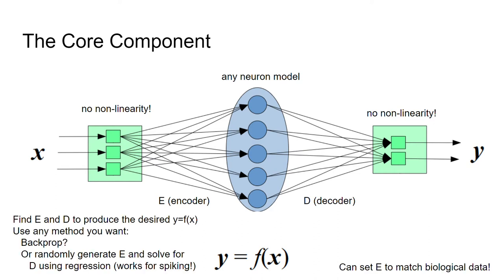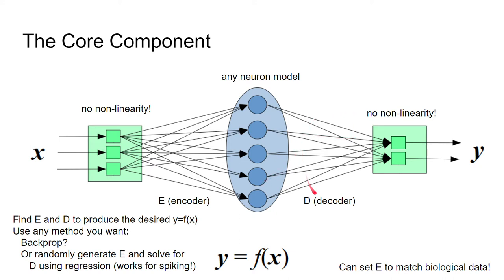We can use any technique we want to find E and D. We can do backprop if your neuron model supports backprop. You could randomly generate E. So if we wanted to be really, really general here and have this work for anything, the approach of randomly generating E, right? That would be the same as randomly generating the features all the way back when we talked about perceptrons. We're randomly generating these sets of weights, feeding into some neuron model. Those are giving us some sort of features.